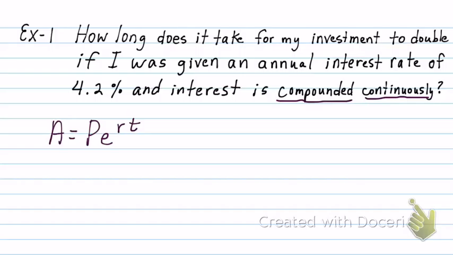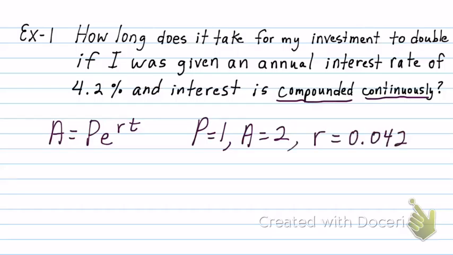So it says, how long will it take for my investment to double? Notice it doesn't actually give us the amount that we're investing, so we could actually choose anything. The easiest number to choose would be 1. So let's let P equal 1, that's our initial investment, and that means A, since we want it to double, would be 2. And of course R, if we write it as a decimal, will be 0.042.